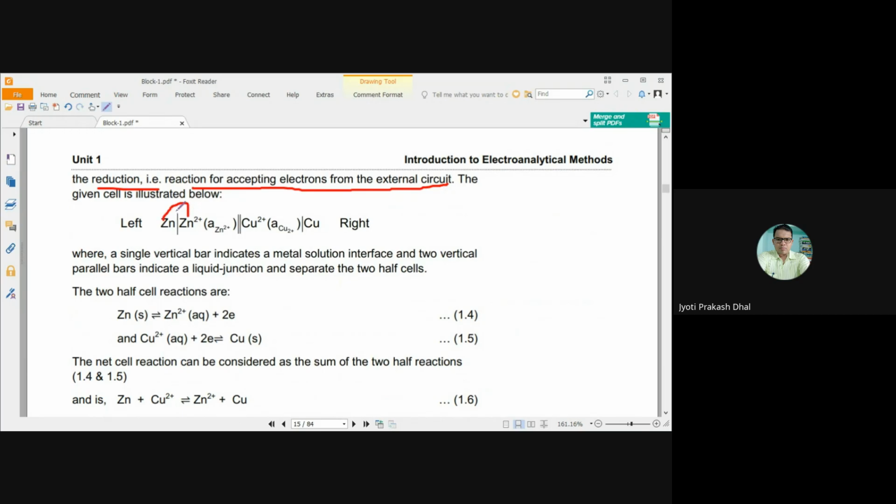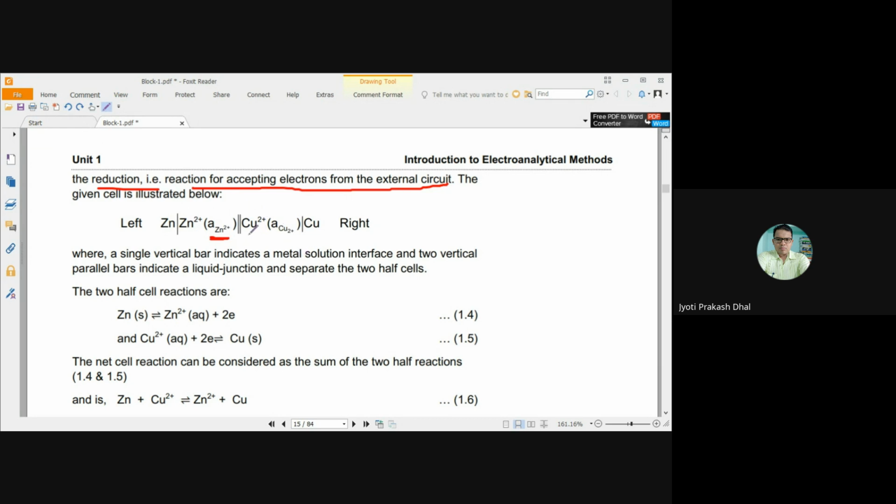One vertical bar is given between them, and that vertical bar corresponds to the potential developed between the Zn and Zn2+. Here Zn is converted into Zn2+, and this is the activity or concentration of Zn2+ inside the solution. After that, one salt bridge is there. The salt bridge corresponds to two vertical parallel bars. This is one vertical bar, but the salt bridge corresponds to two vertical parallel bars that indicate the liquid junction potential or the salt bridge.